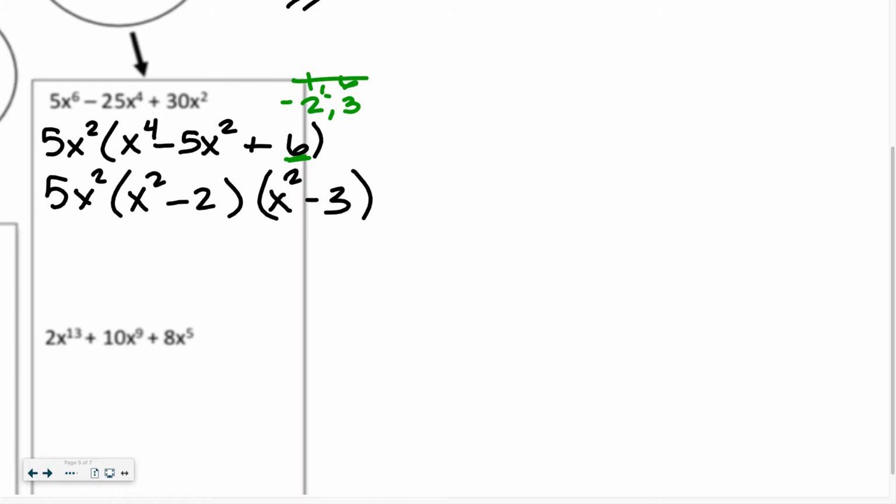But remember, I just guessed that, so I'm going to also check it. Okay? So checking should take about 20 seconds. X squared times x squared is x to the 4th. I'm going to do my outside and insides together. Negative 3x squared, negative 2x squared, makes negative 5x squared. So that part checks. And the last term, negative 2 times negative 3, plus 6, it checks. I might notice that x squared is a perfect square, so I might check these, but 2 and 3 are not perfect squares, so I don't have to factor anymore. It's done. It's completely factored.